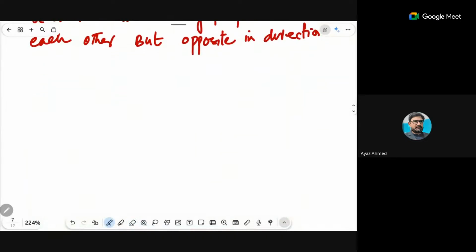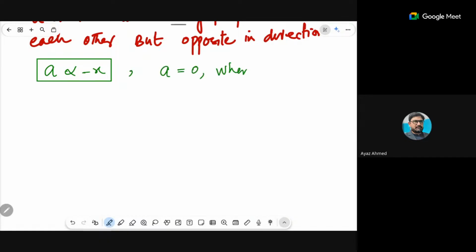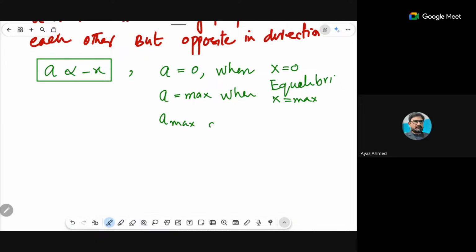Did you see that here the acceleration is directly proportional to displacement but opposite in direction? What does this show? This shows that acceleration will be zero when your displacement is zero, that is, at the equilibrium position. At the equilibrium or mean position, acceleration is always zero because displacement is zero, and acceleration is maximum when x is maximum. So acceleration is maximum at the extreme positions, right? Is it clear to everyone?